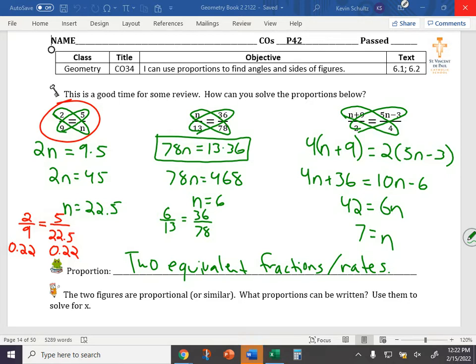Should be review, most of it, right? Checking this, you can do it the same as you did the other ones. Plug 7 in, and we get 7 plus 9 over 2, or 16 over 2, is equal to 5 times 7 minus 3 over 4, or 32 over 4. And you can see that 16 over 2, which equals 8, is equivalent to 32 over 4, which also equals 8. Okay? Total waste of your time going through that, or was that kind of helpful?